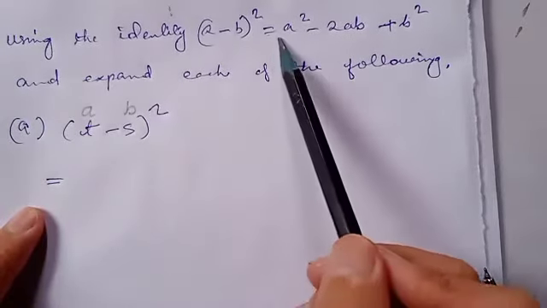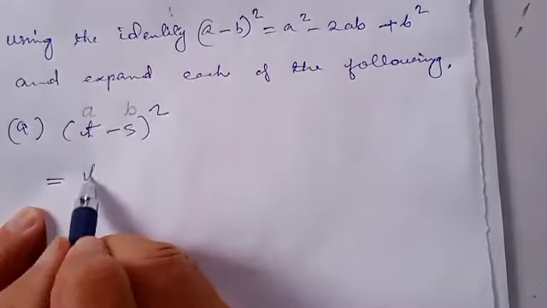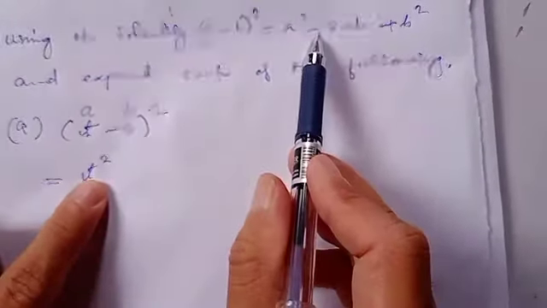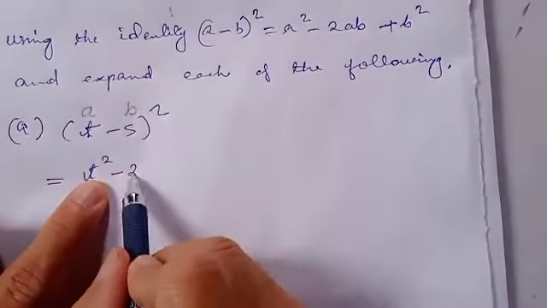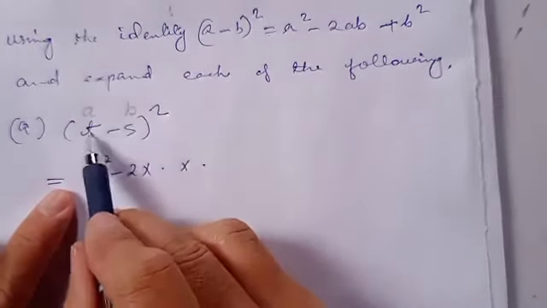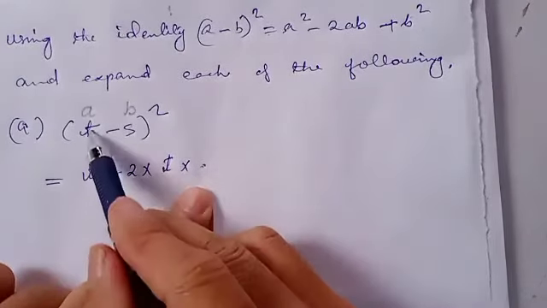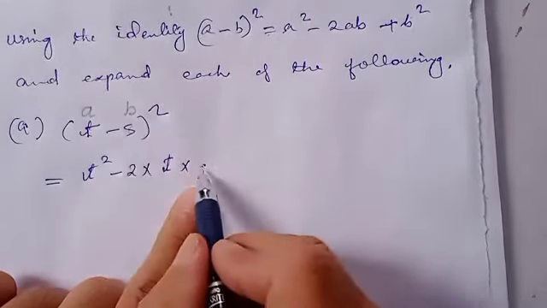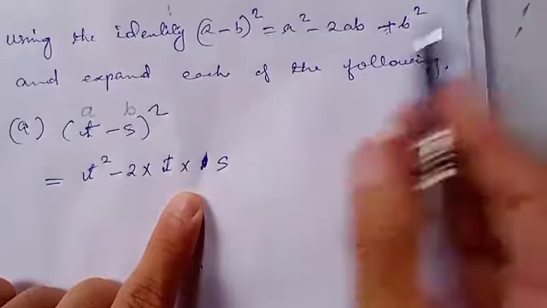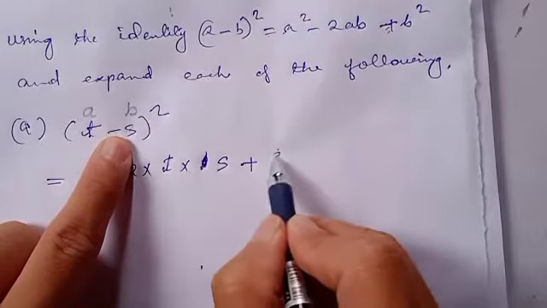Then this identity is a square. First we have to write a square, then here which is a, t is in a's place, so you write t square. T square means a square, right? The next we have minus 2ab, minus 2 into a into b. Then here which is a is t, so you write t into b, which is b. Here b is 5. Why? Because 5 is in b's place, so you write 5. Okay, last one we have only plus b square, so you write plus b square, which is b. 5 is in b's place, so you write 5 square.